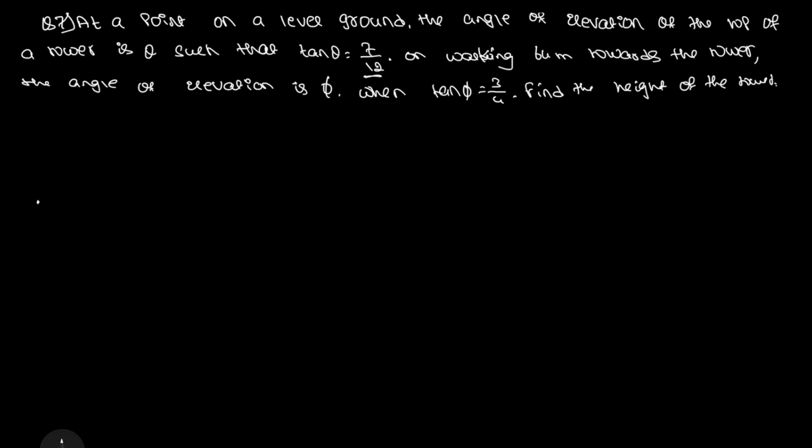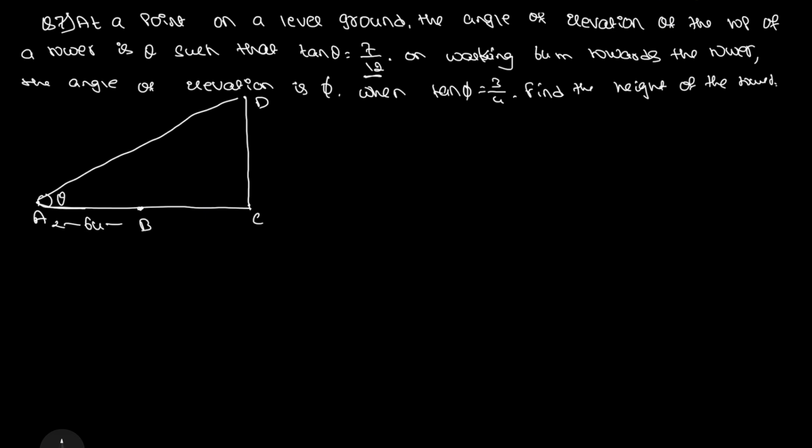Let's take a point A where a person is standing. Let this be our point A, and at some distance we'll have one tower. Let this be C and D. From A, it is making an angle of theta, right? And here we have, on walking 64 meters, after walking 64 meters, let this be B, and here we have the 64-meter distance. With this, it is making an angle of phi.